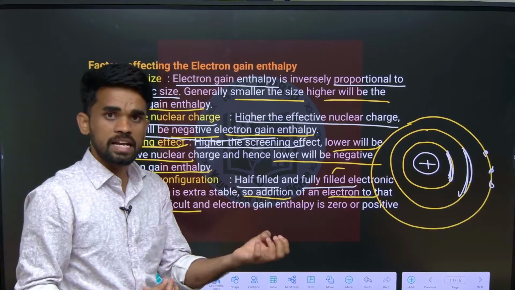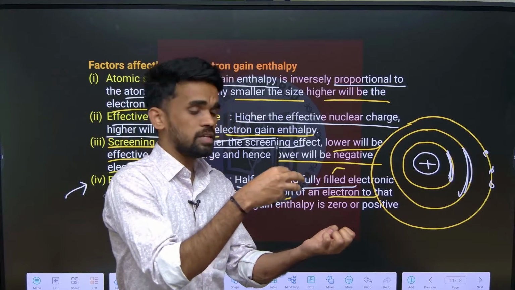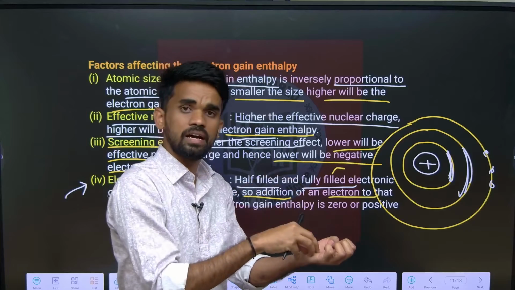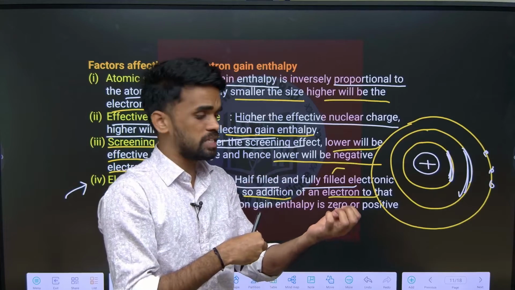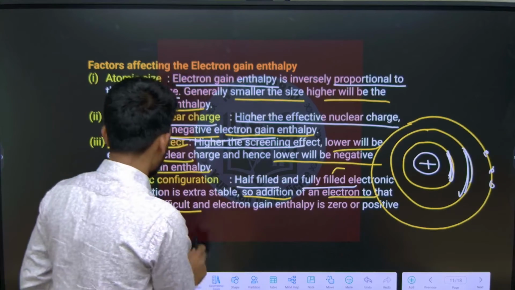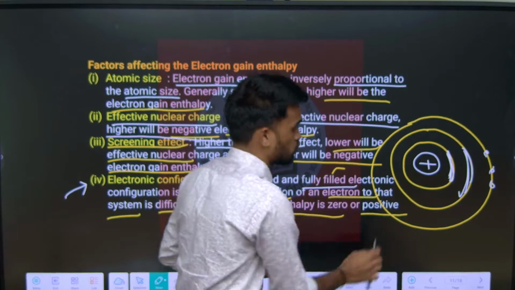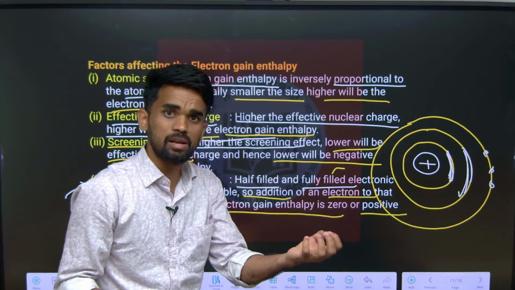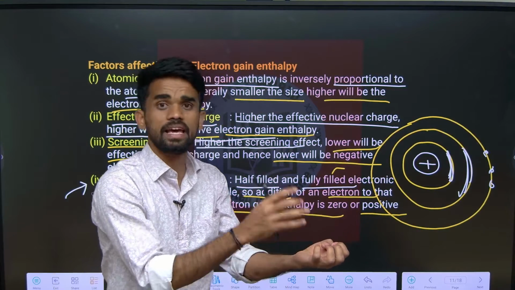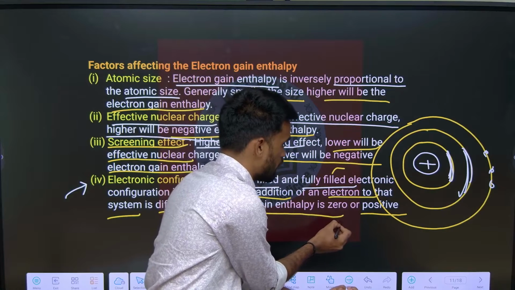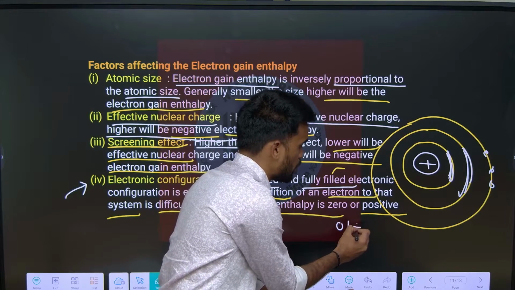See, already they are stable. If we add one more electron, that will become unstable, right? Therefore addition of that electron to the half-filled or fully filled electronic configuration is difficult. So it will have electron gain enthalpy as 0 or it will be positive. It means the particular element has less tendency to gain the electron. That's why the electron gain enthalpy value will be either 0 or positive.